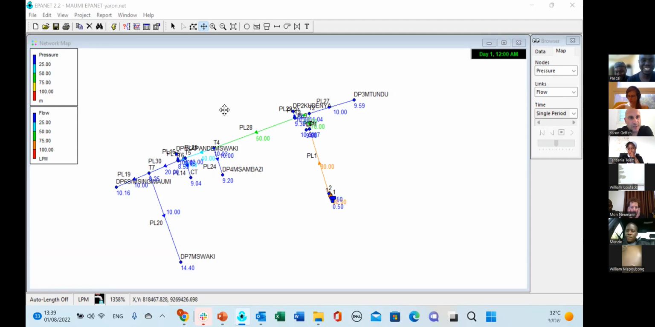But I'm willing to take the challenge and maybe show you in one of the next sessions how to model a system with demand nodes that are dependent on the pressure in the system. Okay. It will also be a good exercise for me as well.